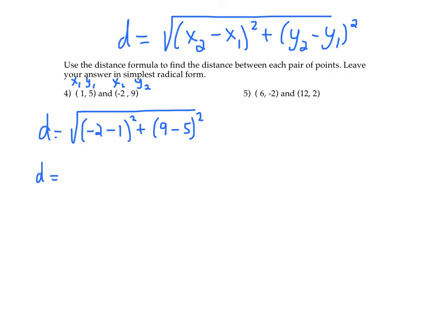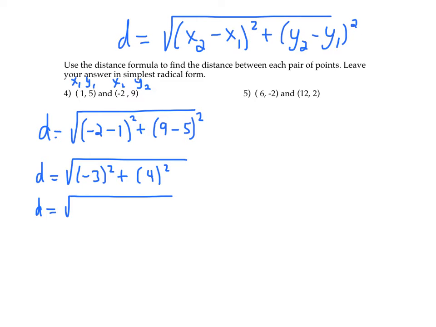Okay, the trickiest part to the distance formula is just keeping track and watching all of your signs. Negative 2 minus 1 is negative 3. We're going to square that quantity. 9 minus 5 gives us 4. We'll square that. So just keep going and simplifying. Negative 3 squared is 9. 4 squared is 16. This one's going to work out really nicely because 9 plus 16 is 25. And the square root of 25 is 5. So the distance between these 2 points is equal to 5 units. And notice there's no graphing needed.